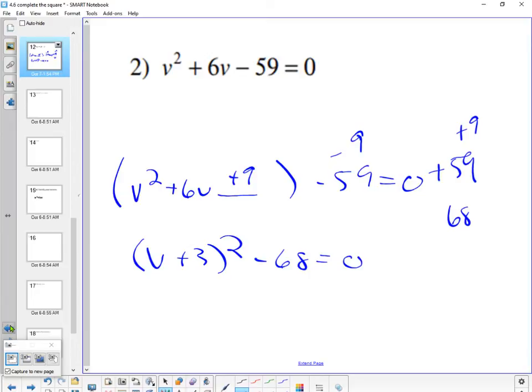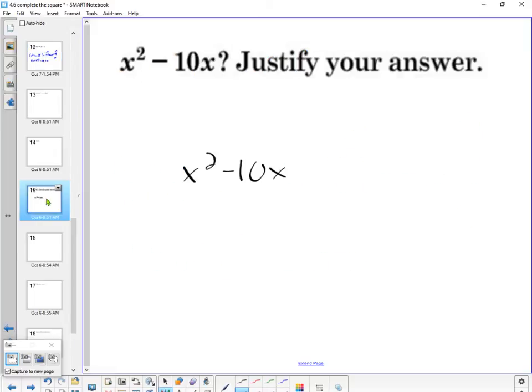Half of 6 is 3. 3 squared is 9. Because I added 9, I also took 9 away at the same spot. Or, if you moved it over, added 9, add 9 on this side, bring it back. Either way. So whenever you do it right there with the positive versus negative, either way you want to do it. Where were we at?